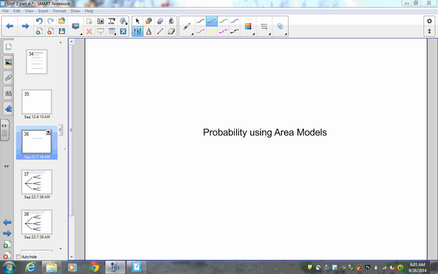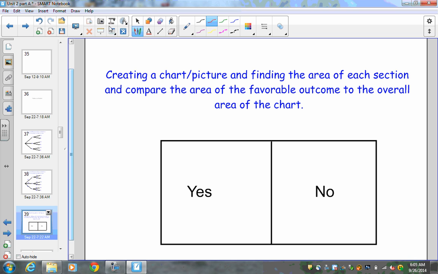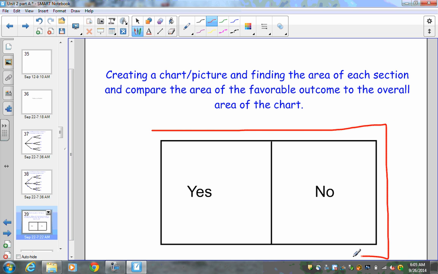Okay, in this video we're going to be talking about probability using area models. So let's go and get started. An area model is nothing more than something that looks like this big old rectangle. This is just another way to display information regarding probability.